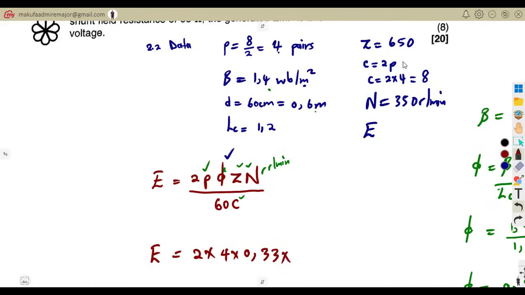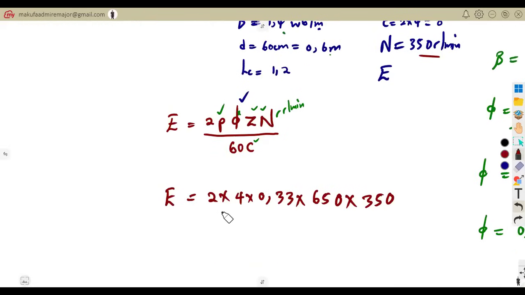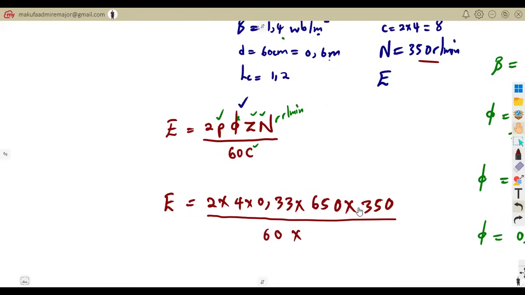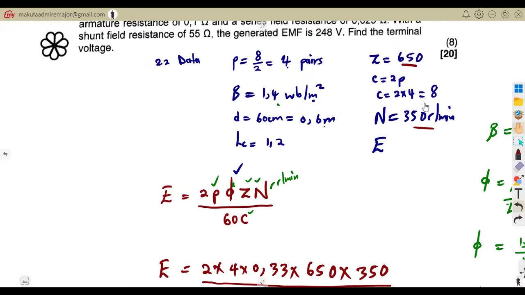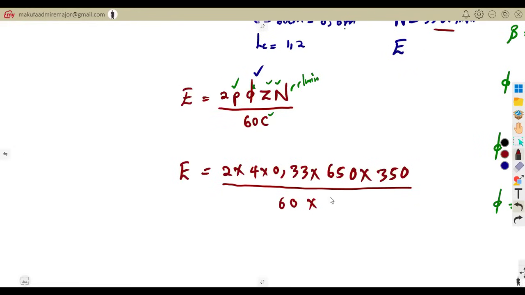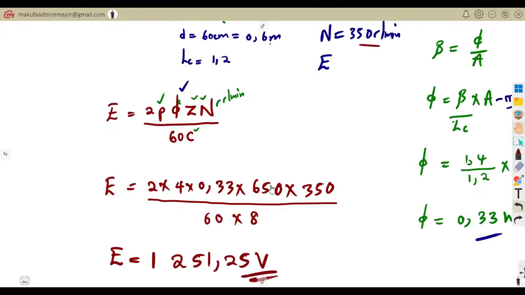0.33 times Z, number of armature conductors, which is 650, times N, our speed, revs per minute, which is 350. Everything over 60C, everything over 60 times C. For being a lap wound, we got 8 as our C. So meaning to say the generated EMF was going to be calculated, and that was going to give us 1,251.25 volts. All right, so that was the idea.